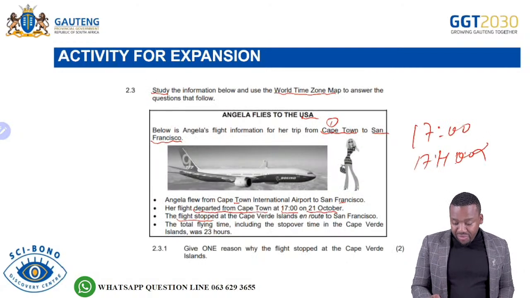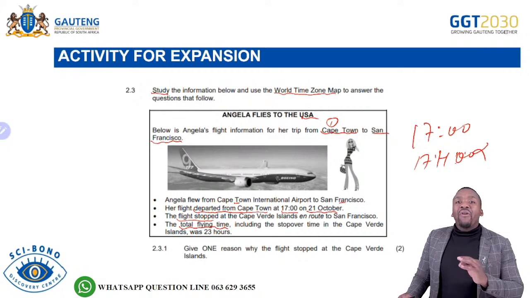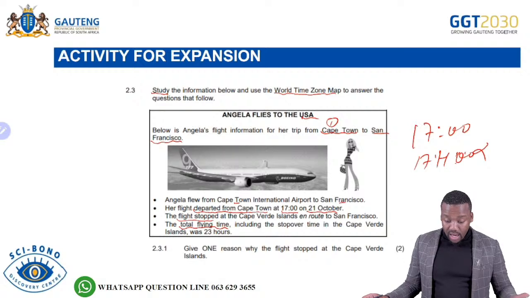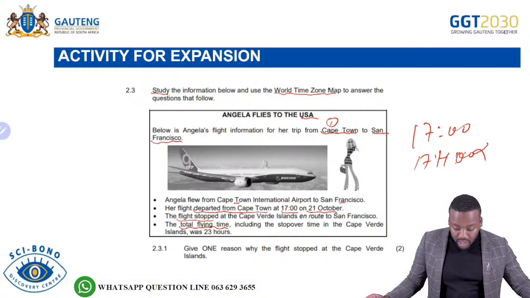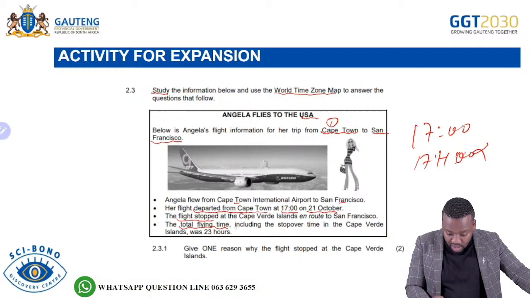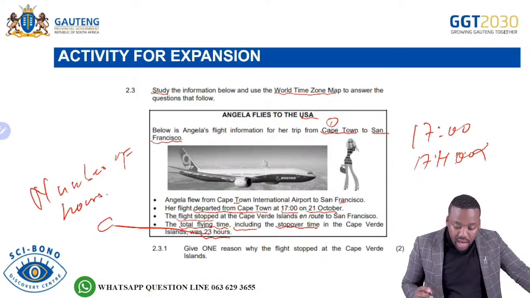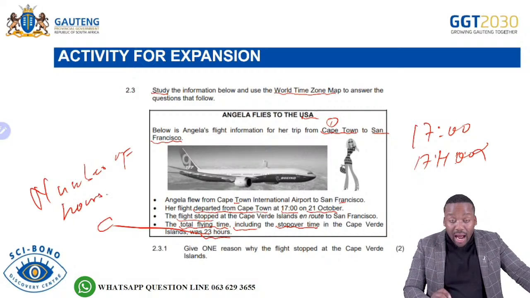Her flight stopped at Cape Fear Island en route to San Francisco. The total flying time, when we are talking about flying time, we are talking about the number of hours that this person will spend on the flight. That is the flying time, right? The total flying time, including the stopover time in Cape Fear, was what? 23 hours. This is not the time. This is the number of hours. It is the number of hours and not the time. Be very careful.